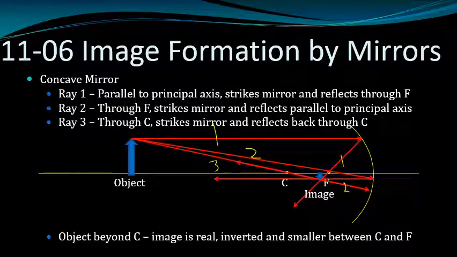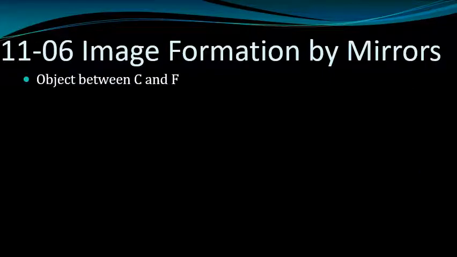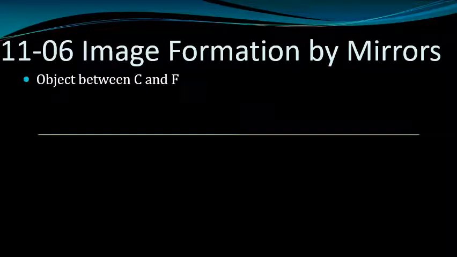Let's try another one. If the object is between C and F, so here's my principal axis, there's my mirror, I kind of extended the top a lot. There's my center of curvature, F is halfway in between, and I put a little object there.